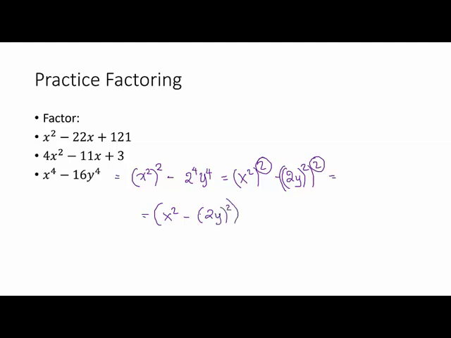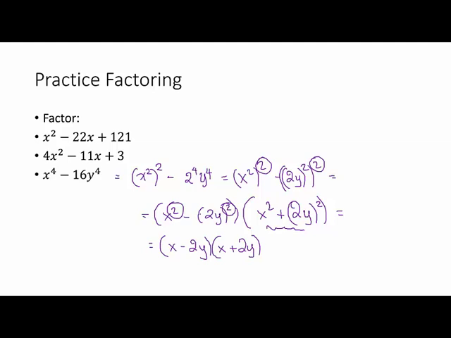What I want you to see now is that the sum cannot be changed to anything, but the left side, that is x squared minus 2y squared, is a difference of squares. And because it's a difference of squares, I can split it further to x minus 2y times x plus 2y, times x squared plus 4y squared. And this is my final answer.